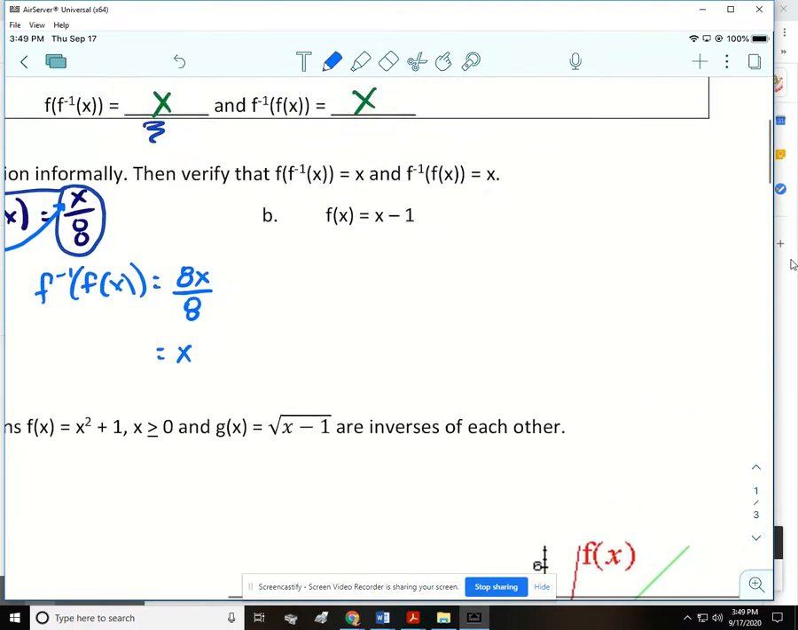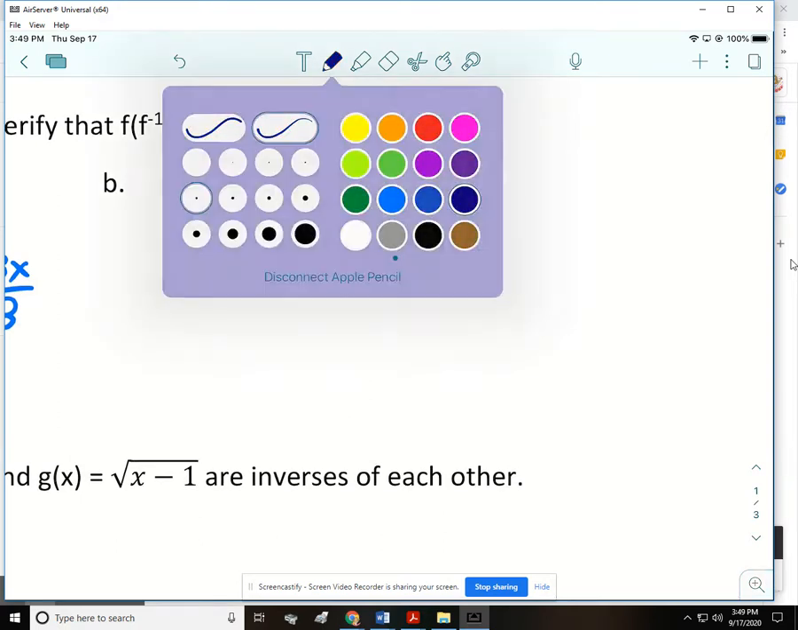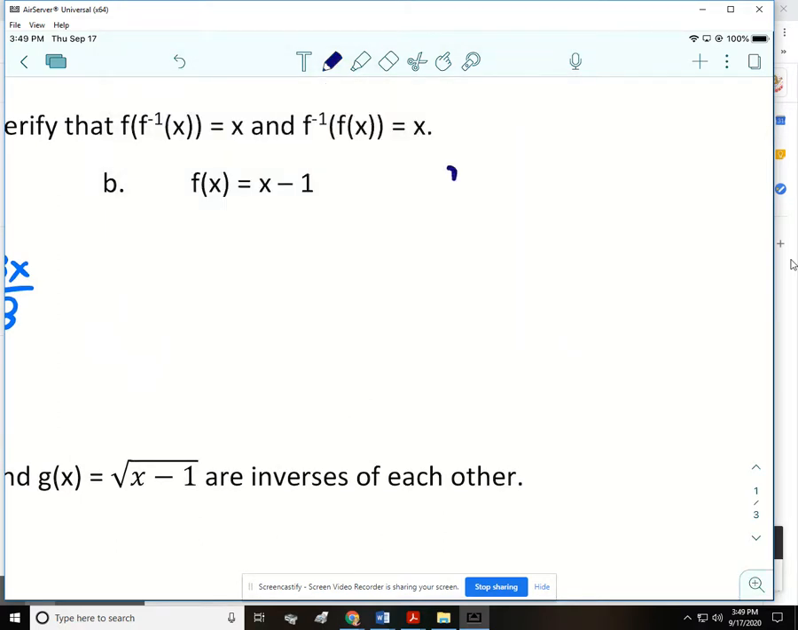All right, so let's look at B. The first thing we're going to do is find the inverse of the function. So the function is x minus 1. The inverse of that is going to be x plus 1.